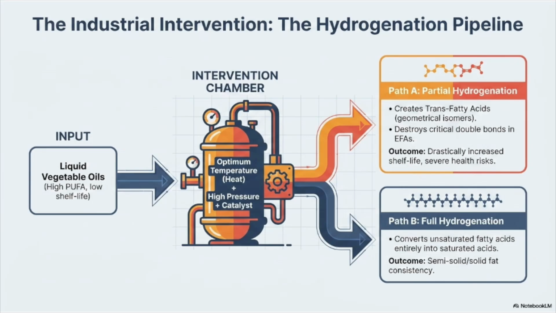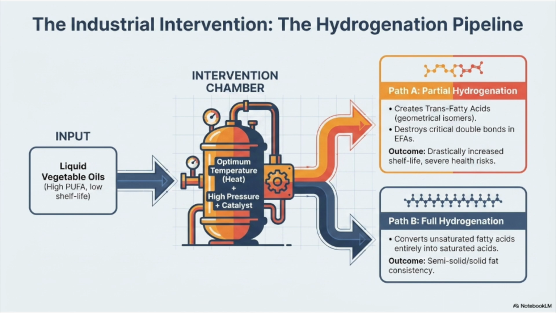pipeline. The input is liquid vegetable oils, which are high in polyunsaturated fatty acids but have a low shelf life. Inside the intervention chamber, using optimum temperature, high pressure, and a catalyst, two paths are possible. Path A is partial hydrogenation, which creates trans fatty acids, geometrical isomers, and destroys critical double bonds in essential fatty acids, resulting in drastically increased shelf life but severe health risks.